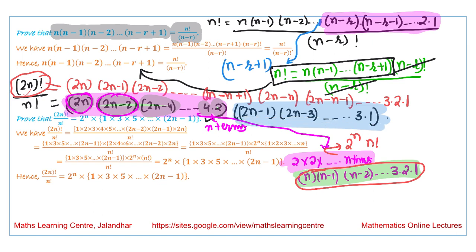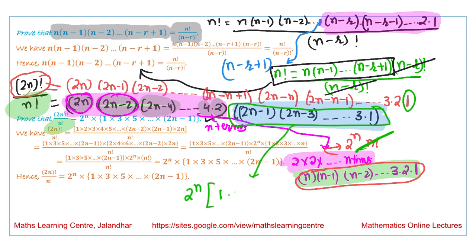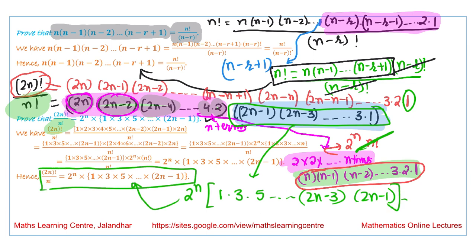So when we divide this value by n factorial, in this question we have to divide it by n factorial. So this n factorial gets cancelled, and we are left with 2 raised to the power n into 1 into 3 into 5 and so on up to 2n minus 3 into 2n minus 1, and this is the required answer. So this is the value in this case.